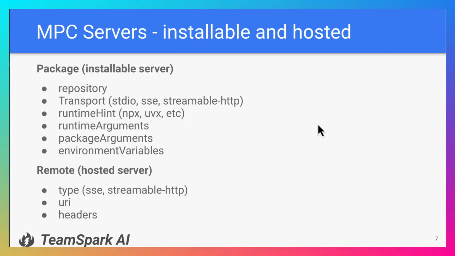And we have things like a runtime hint to tell the client how to run the server. We have runtime arguments and package arguments, which are the arguments that are passed in the traditional MCP configuration for standard I/O. And we have environment variables. And then for remotes, which are hosted servers, so these are MCP servers that exist on the internet, not on your local machine, we'll have a transport type, we'll have a URI to connect to, and then we'll have headers.